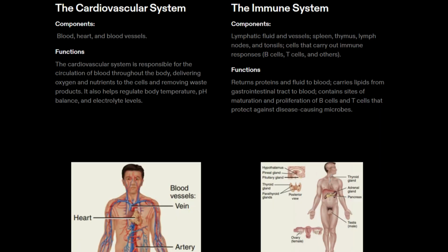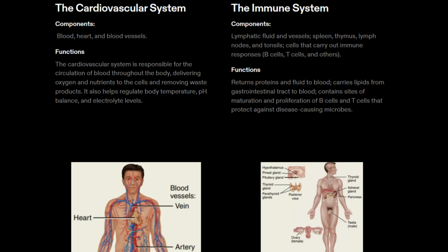The cardiovascular system. Components. Blood, heart, and blood vessels. Functions. The cardiovascular system is responsible for the circulation of blood throughout the body, delivering oxygen and nutrients to the cells and removing waste products. It also helps regulate body temperature, pH balance, and electrolyte levels.